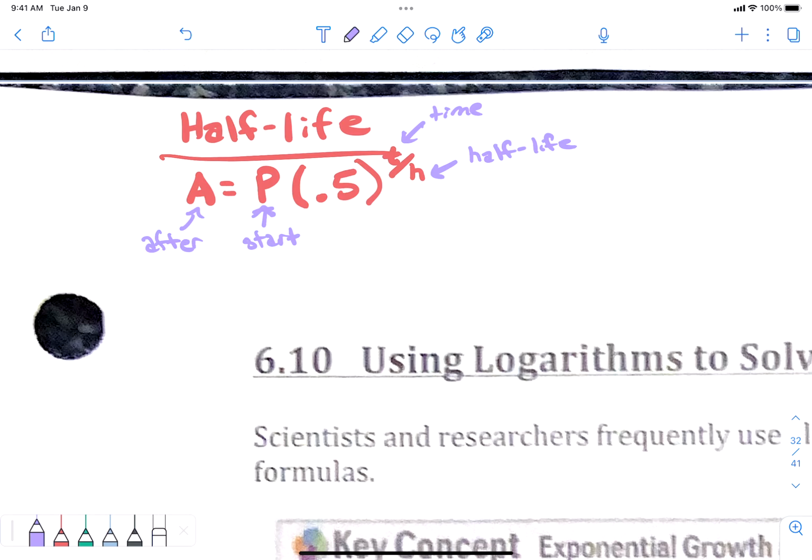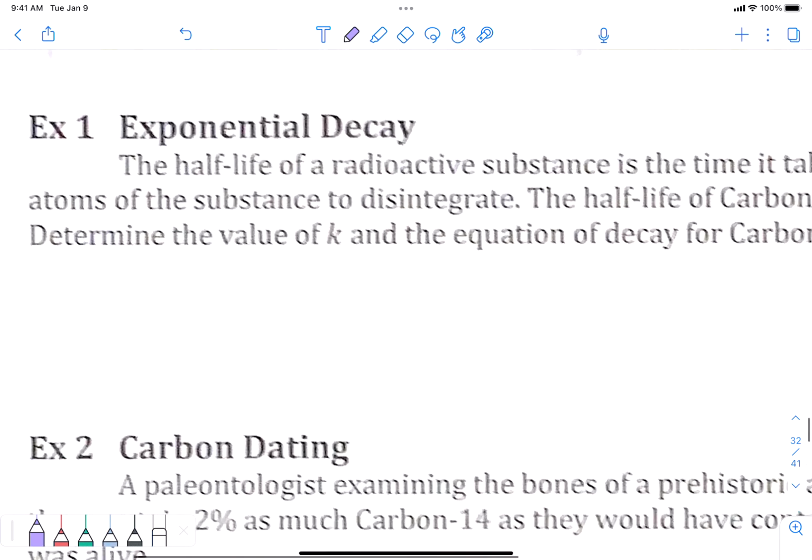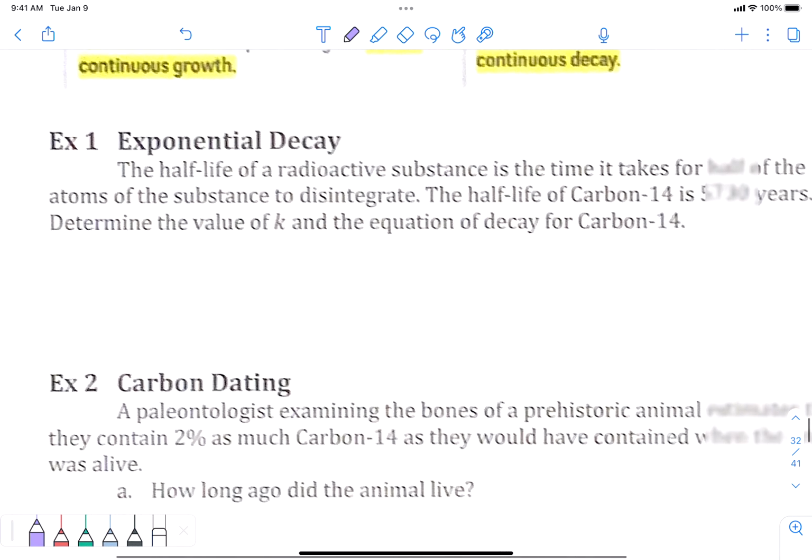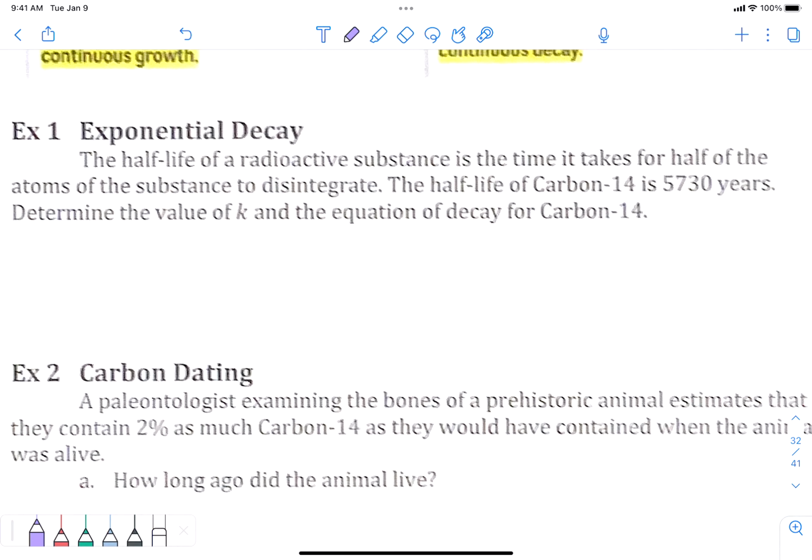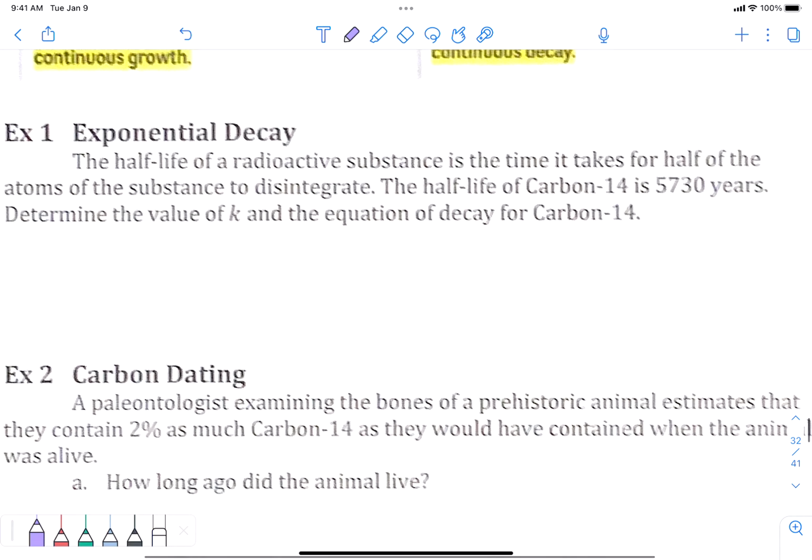We're going to add more formulas to this, so we'll just put them at the top of your paper so that you have them all to use, all right? The first one, exponential decay, the half-life of a radioactive substance, we're going to be using that same formula that we just wrote down, is the time it takes for half of the atoms of the substance to disintegrate, to cut in half, right? We are talking specifically about carbon-14, and it takes 5,730 years for it to split in half. You guys have carbon-14 in your body right now.